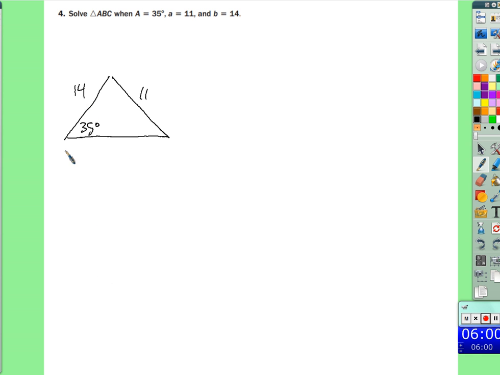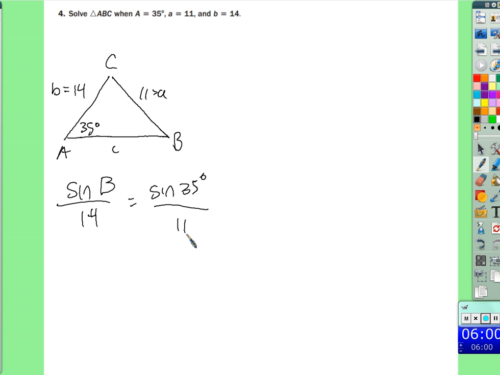We've got this angle is A, this side is a, and this side is b, which means this angle is B, this is C, and this is c. So what are we going to solve for first? Angle B, because that comes in a pair, and that's just one half of the pair that we don't know. So, just like your question before, Connor, we set up this equation with sine of B in the numerator. So sine of B over 14 equals sine of 35 over 11. Then we solve for B. We multiply by 14 on both sides. We get sine of B equals 14 sine 35 over 11.